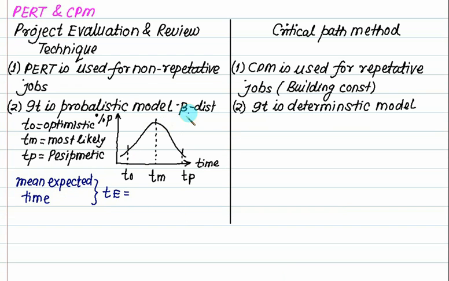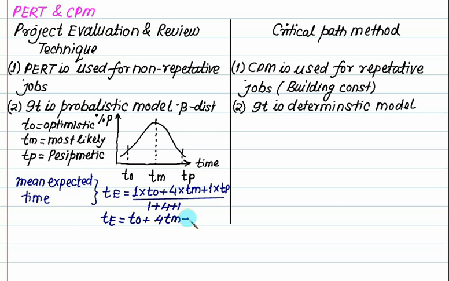For the beta distribution, the mean expected time is given as: one weight is given to To, 4 weight is given to Tm, 1 weight is given to Tp. The total weight is 1 plus 4 plus 1, that equals 6. So we never used to write the 1 basically. So it is To plus 4 Tm plus Tp divided by 6.